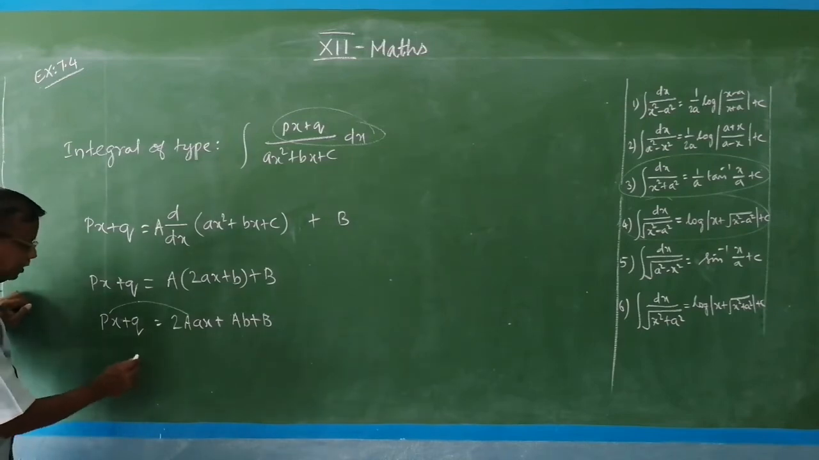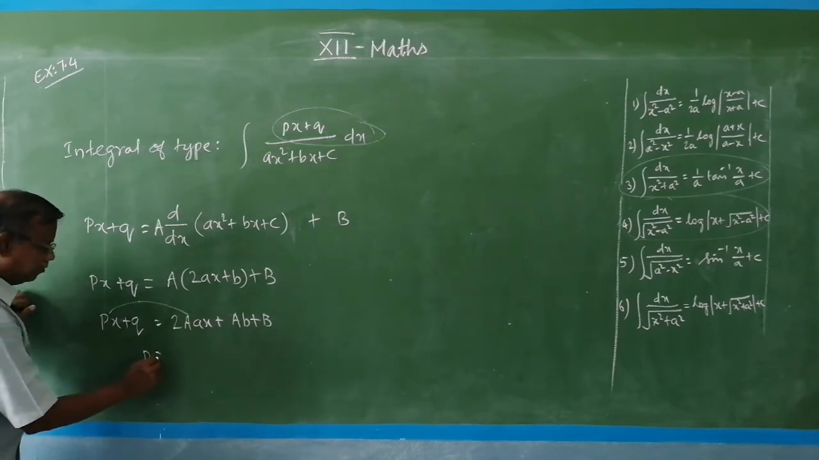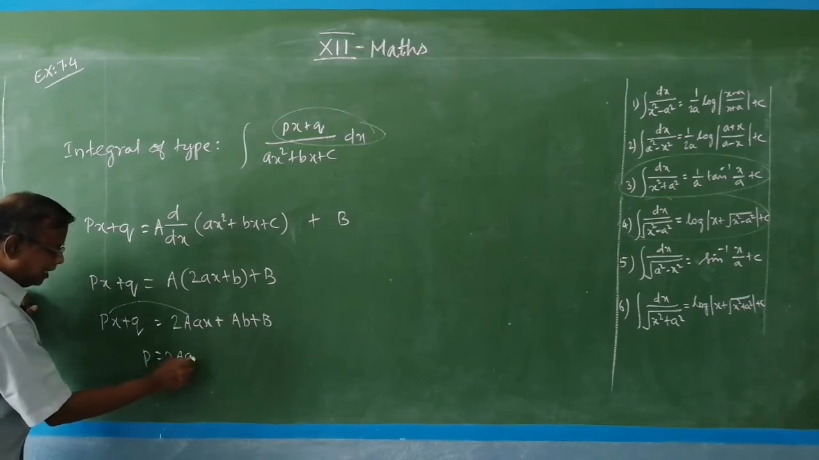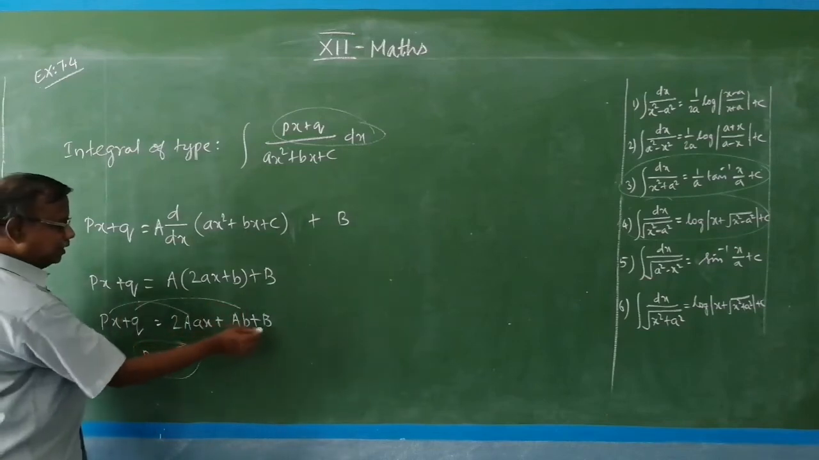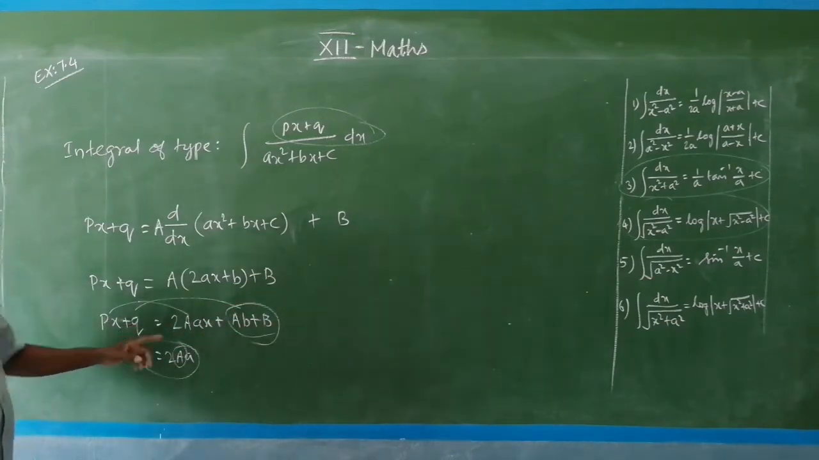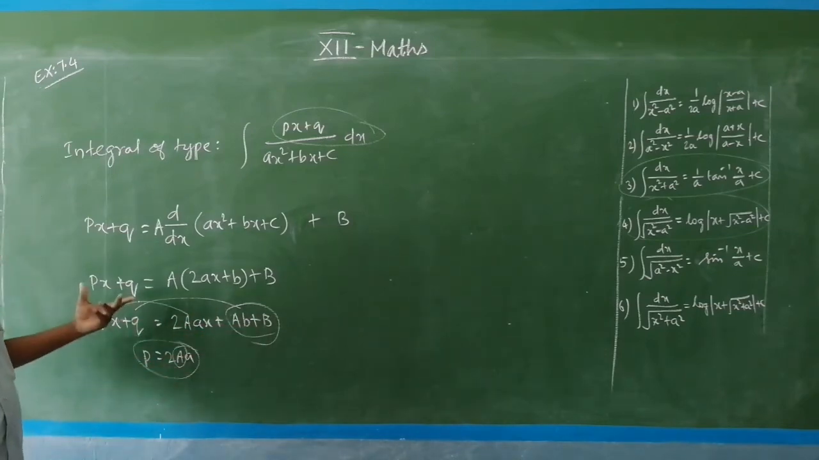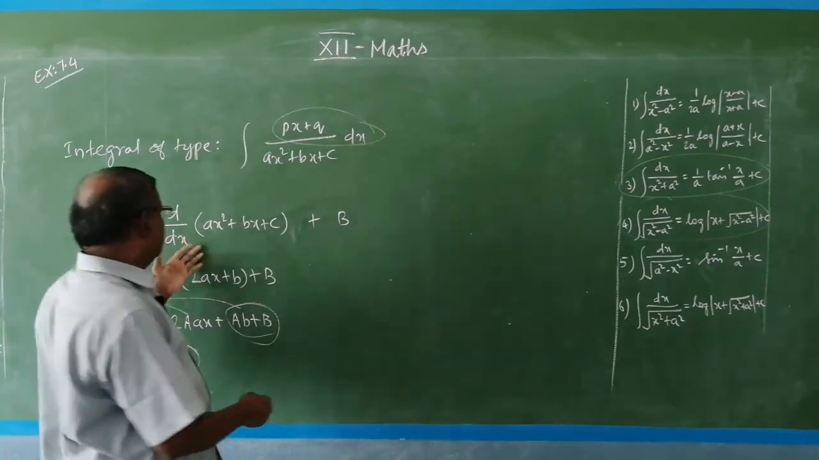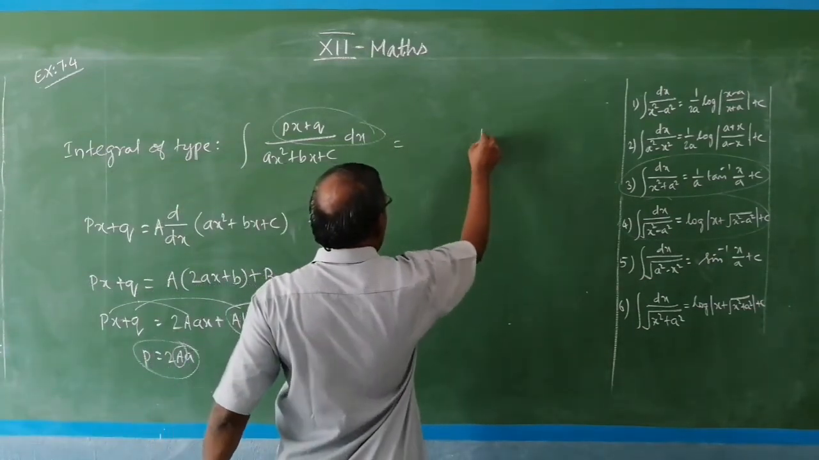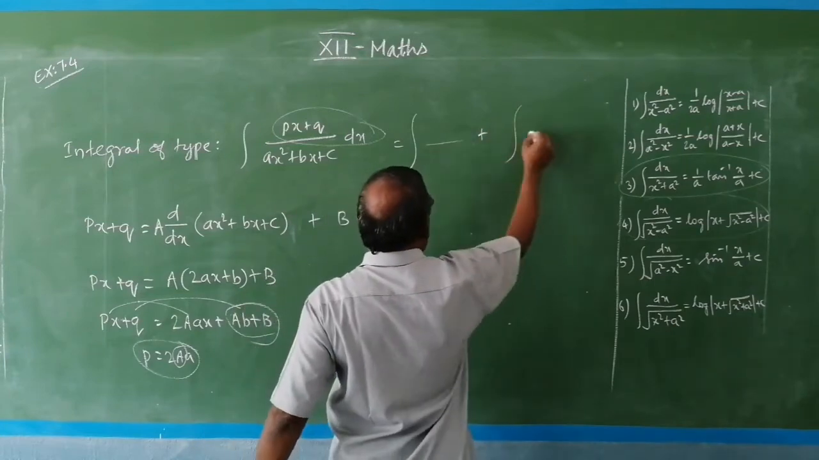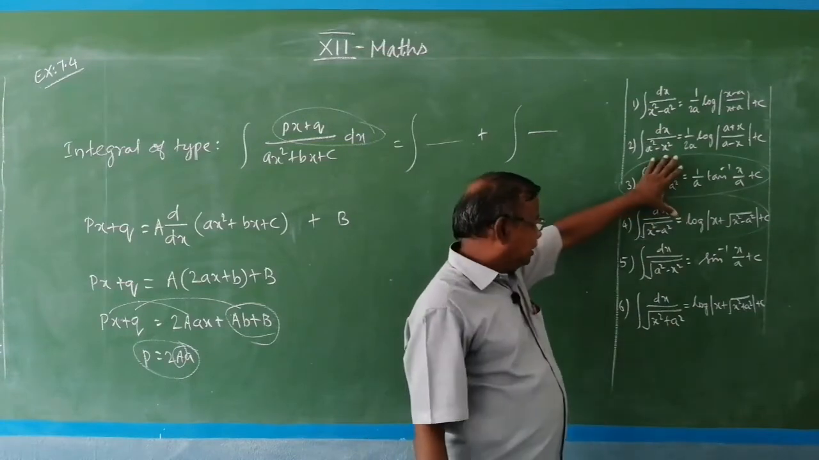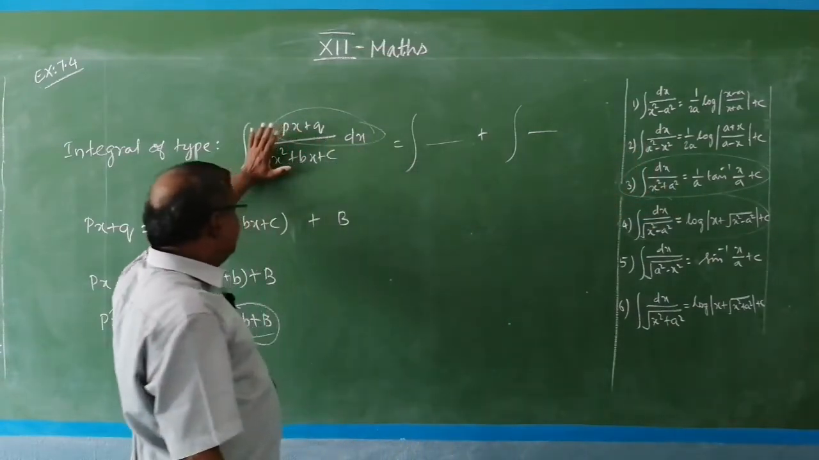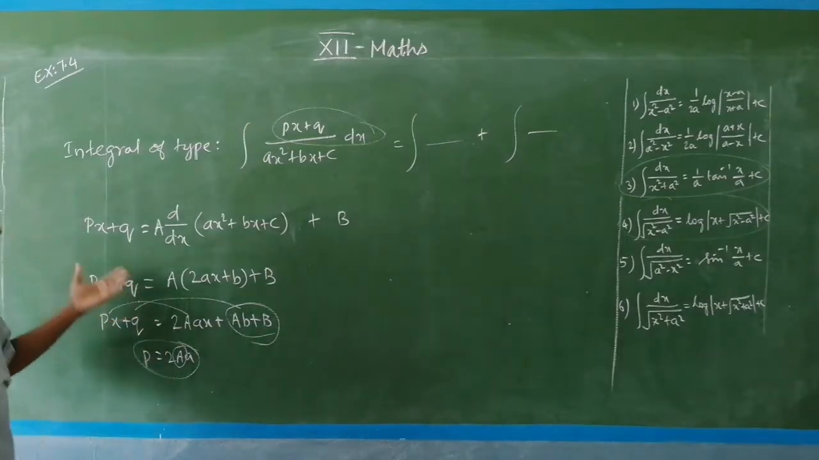Equating these two terms, we have the first one, p equal to 2a into a, from which we can find the value of a. Equating the q term with these two terms, that is q equal to ab plus capital B, we can find the value of b. So using this method only we have to split this into two different rationals, and then we can follow any one of this type. All comes under this only, but for the easy integration we have to split like this.